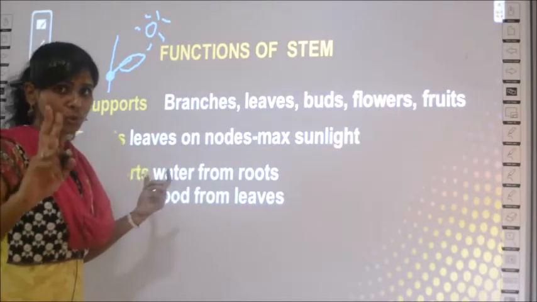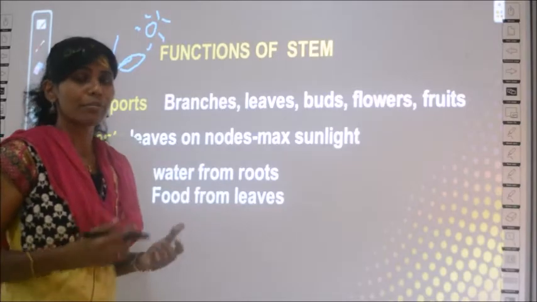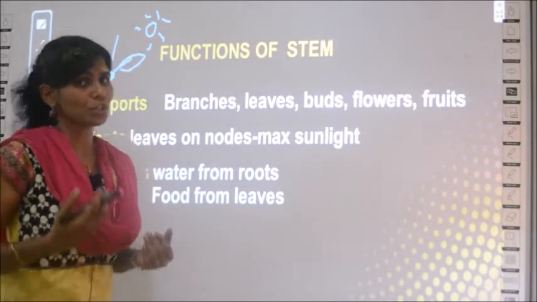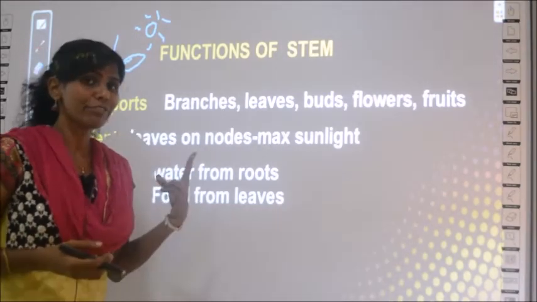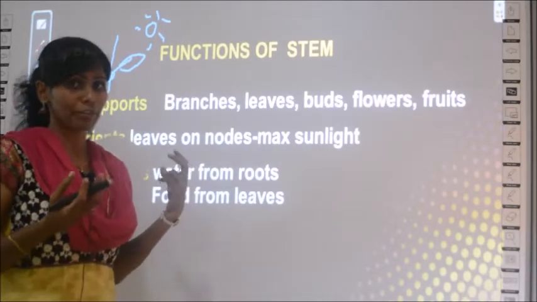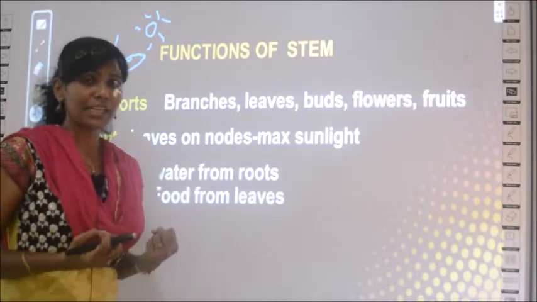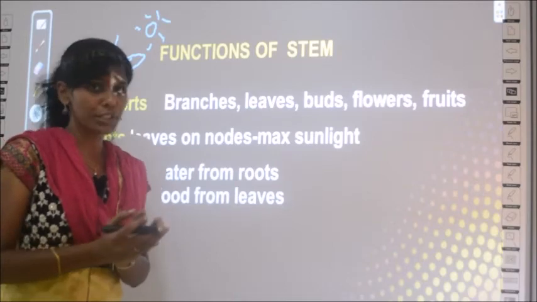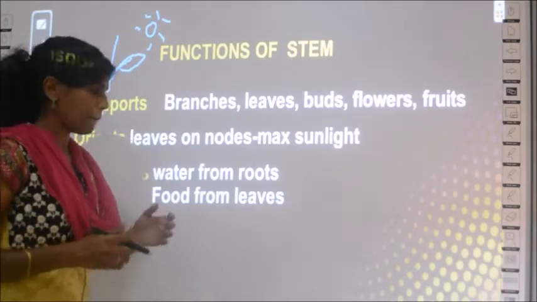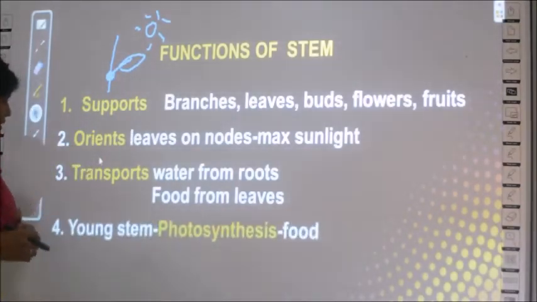It transports 2 things. The first one is water. From where to where? From the roots to all other parts. Okay. The second function is it transports food. From where? From the leaves, because leaf is the place where food is produced. To other parts of the plant it will transport. What is the fourth function?